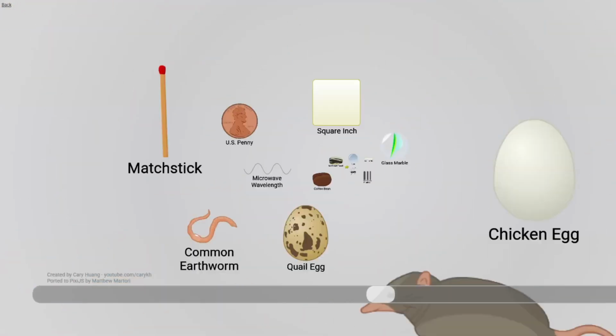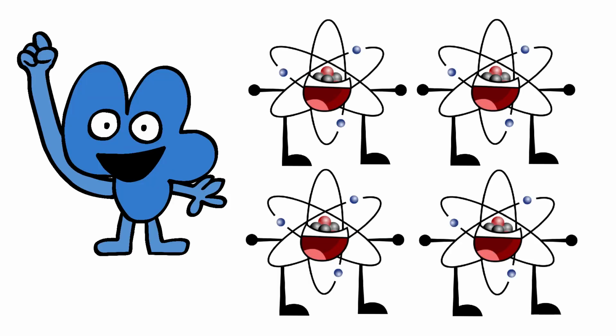Atoms, they make almost everything in the world. But what are their properties in BFDI? There are 4 times that we see atoms in the show.